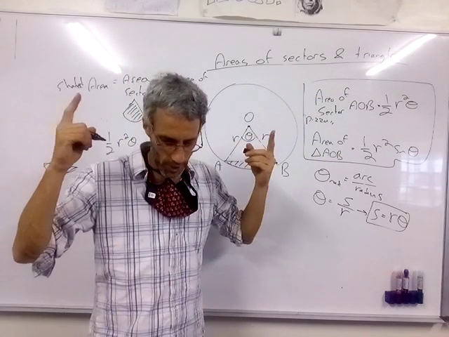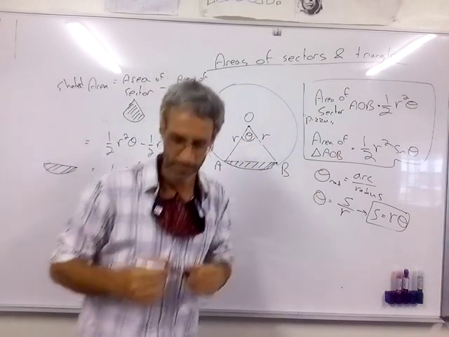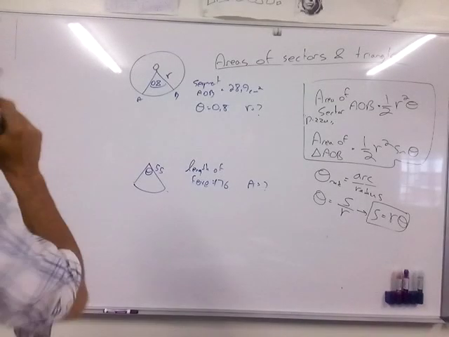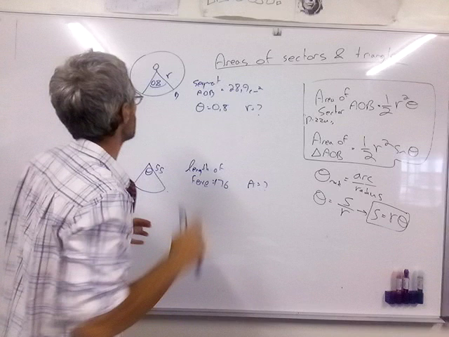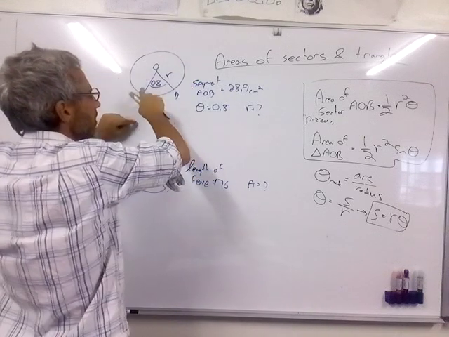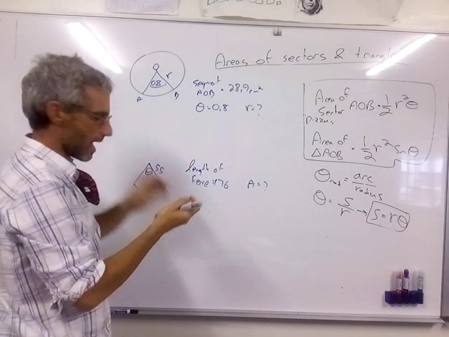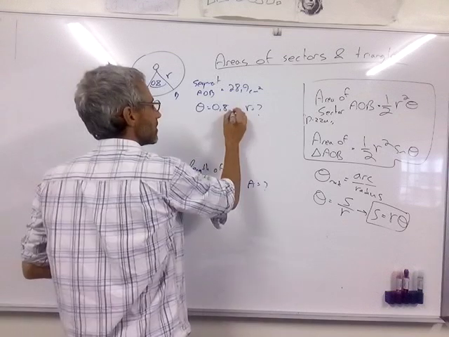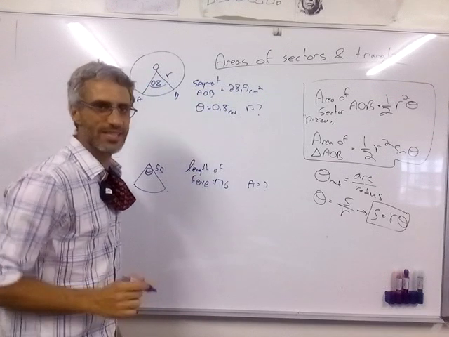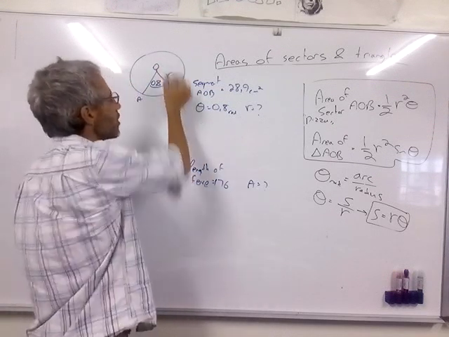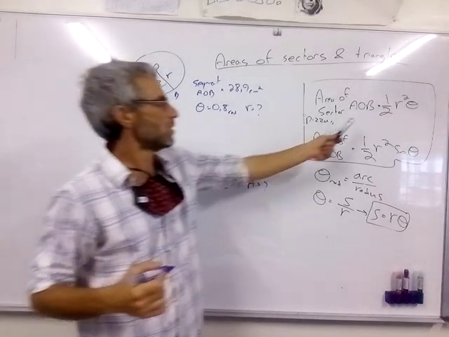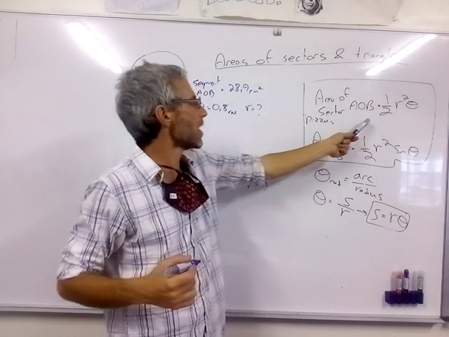Okay, so now we're going to solve one example. We'll start with a couple of very simple examples. We've got a segment here. The angle is 0.8 in radians. The segment area is 28.9 centimeters squared, and we're asked to calculate R. So it's very simple, substituting whatever you know into this equation, okay?